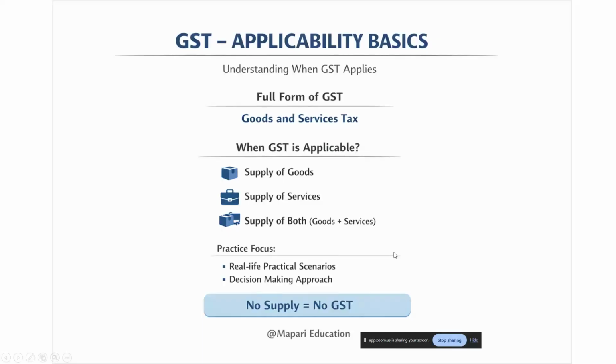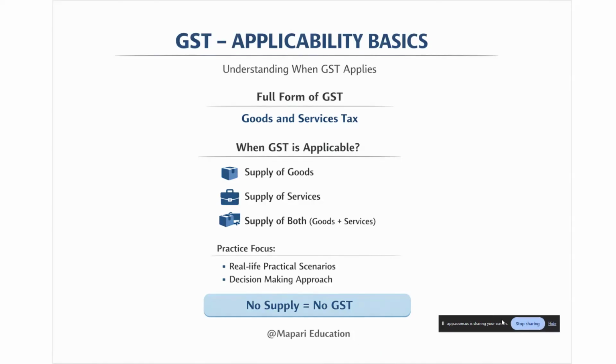Now, when will GST be applicable? Simple. GST will be applied when supply happens. Supply means sale, barter, exchange; all these activities we'll discuss. But when supply is done, GST will be applicable on that particular transaction. Suppose, for example, I'm going to sell a mobile phone because I have a mobile shop. When will GST be applicable? When I supply that mobile to the customer. So supply is the event where GST is applicable.